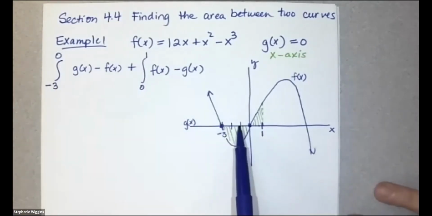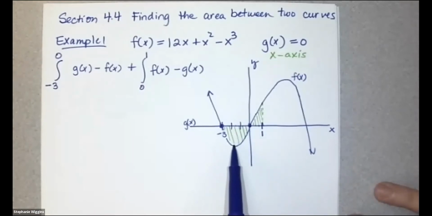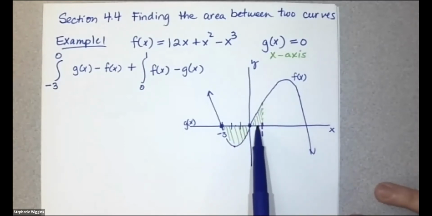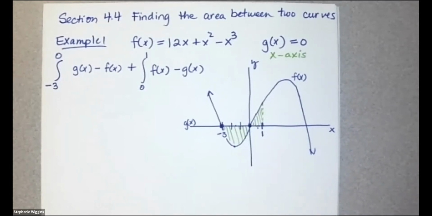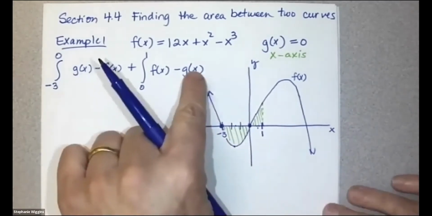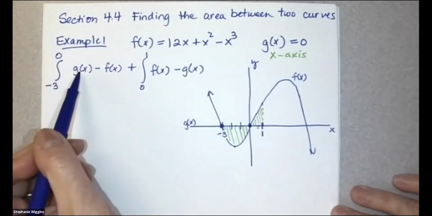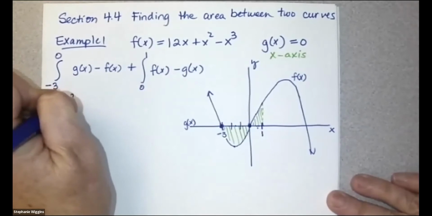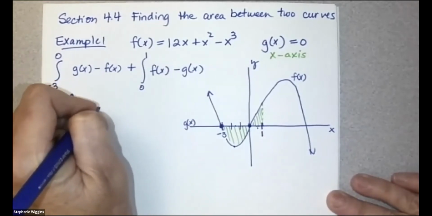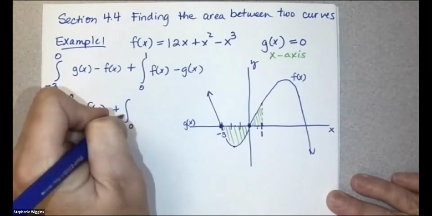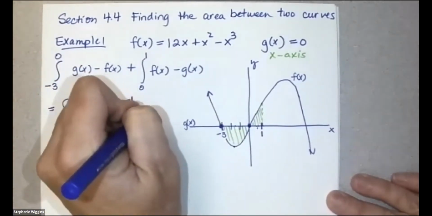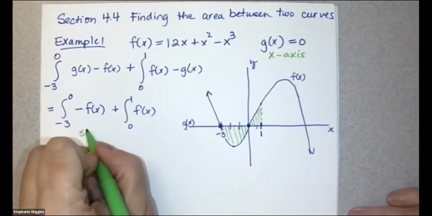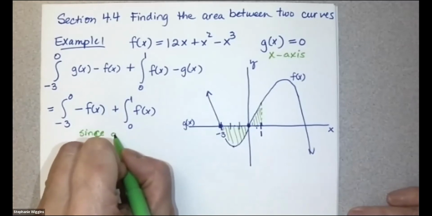So this time I'm taking the top function minus the bottom function, so g minus f. And over here, the top function minus the bottom function, so f minus g. See how that works? Okay, so now I just need to fill in what f and g are. Of course, g is 0, so this becomes the integral from -3 to 0 of negative f of x plus the integral from 0 to 1 of f of x. And that's just because for this particular example, g of x is 0.